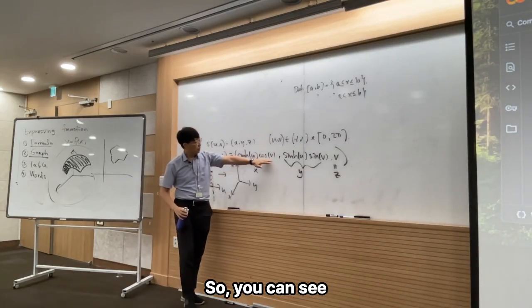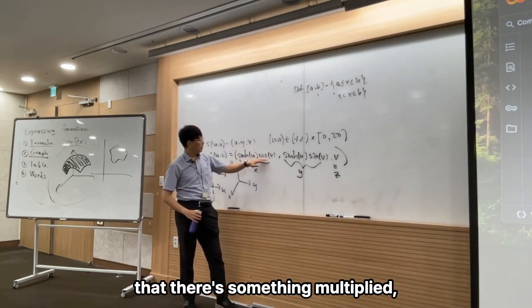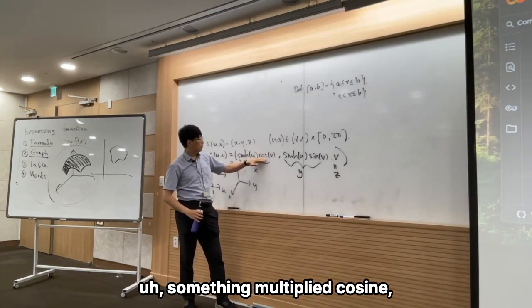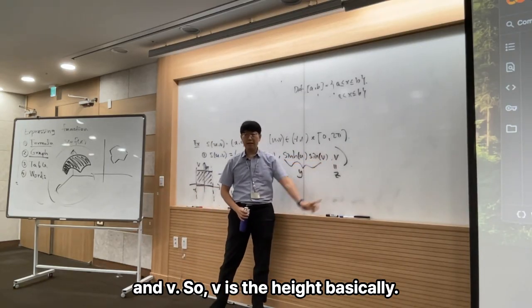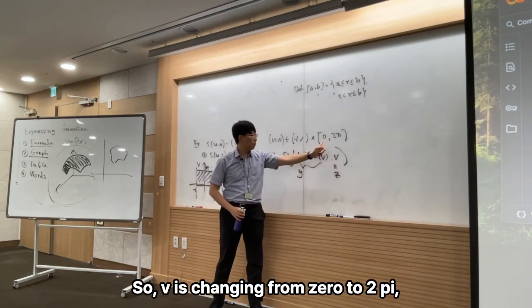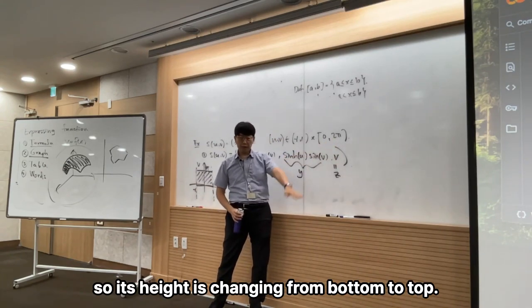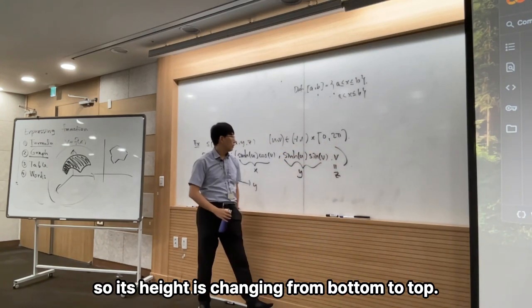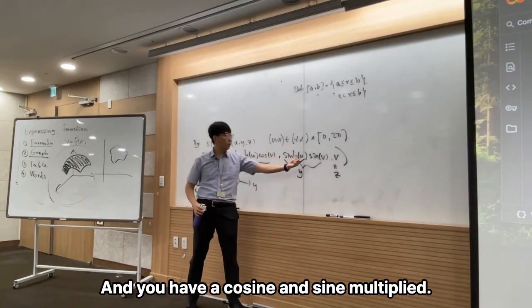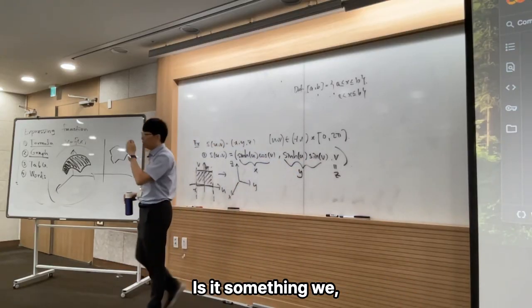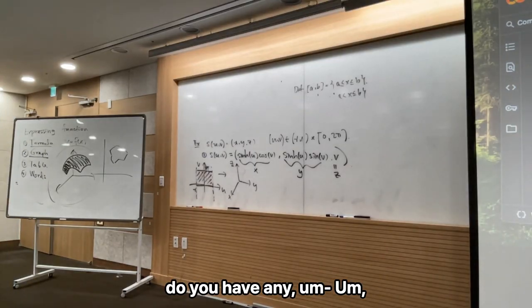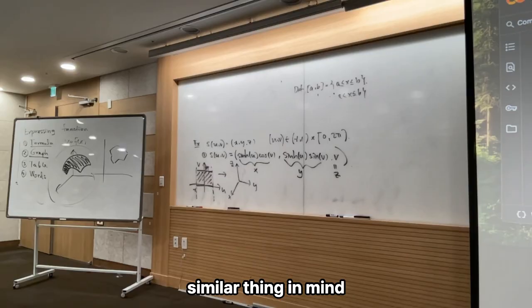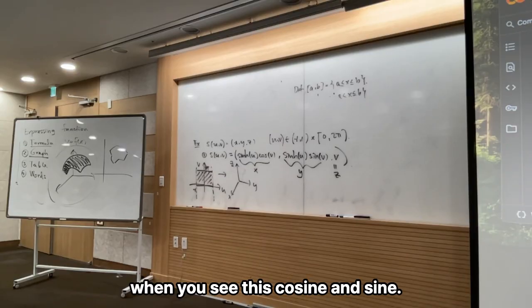You can see that there's something multiplied by cosine, something multiplied by sine, and v. So v is the height, basically. v is changing from 0 to 2 pi, so its height is changing from bottom to top. And you have a cosine and sine multiplied. Do you have any similar thing in mind when you see this cosine and sine?